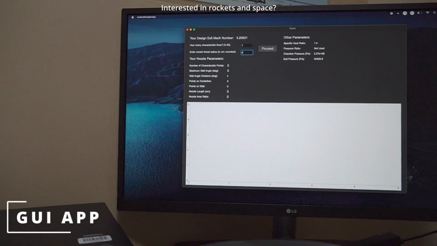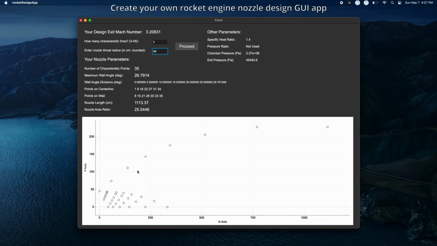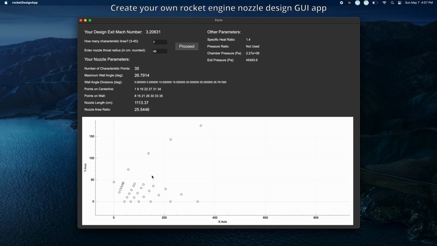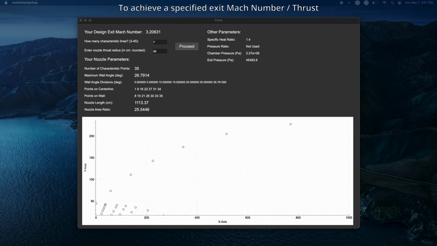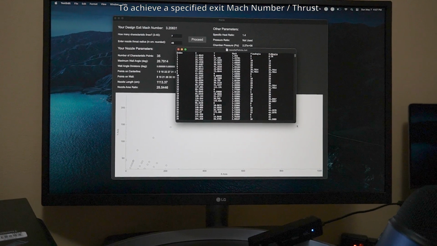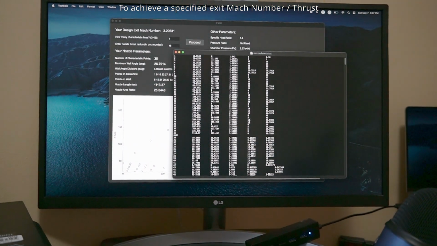Are you interested in space science and technology? I'm going to be showing you step by step how to create an application to design the nozzle of a rocket engine to produce a specific amount of force and reach a specified Mach number at the exit.